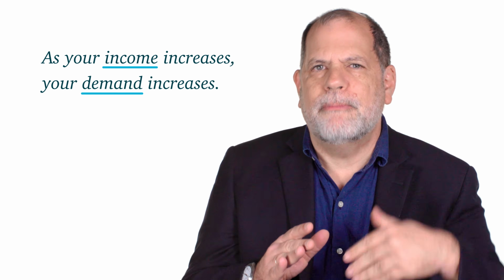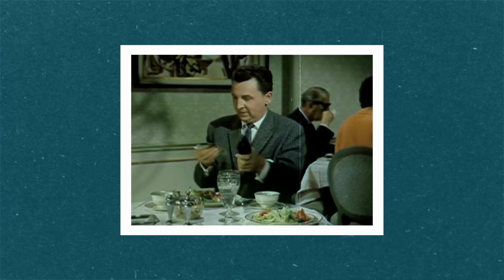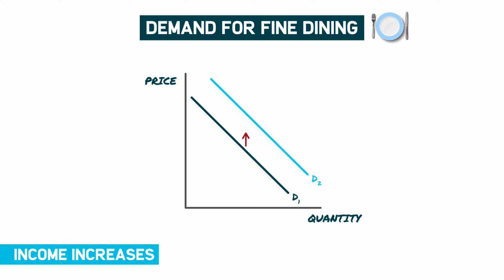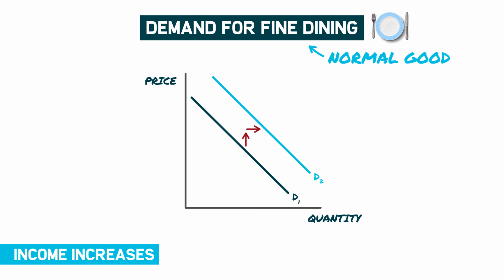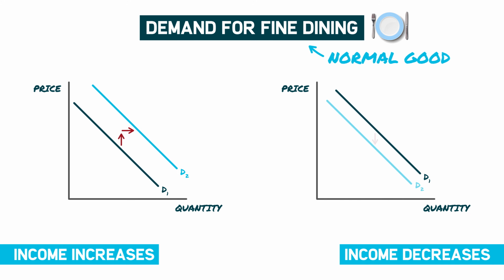For most goods, as your income goes up, you demand more of the good. Think, for instance, fine dining. You need to be able to afford it, right? The demand curve then shifts up and to the right. These goods are called normal goods because the demand for them goes up when incomes go up, and indeed most goods are normal goods. That's why we call them normal. And these same goods, the demand for them goes down when incomes go down.